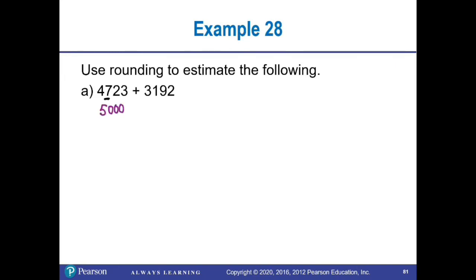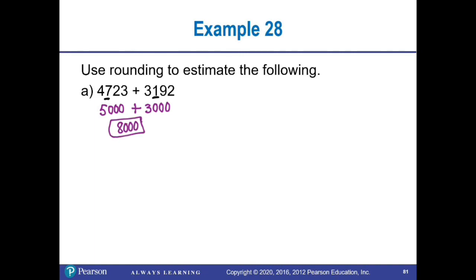In our next number, we have 3,192. I want to round the thousands place, so I'll look to the right of it, and I notice I have a 1. Well, this is less than 5, and so the 3 stays the same, and I get 3,000. 5,000 plus 3,000 is 8,000.